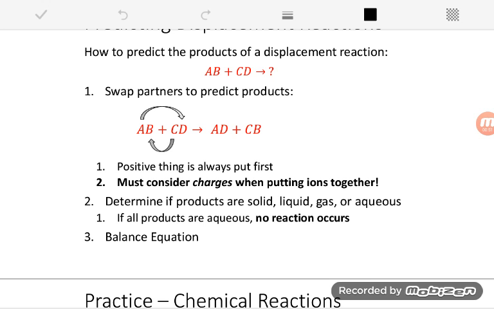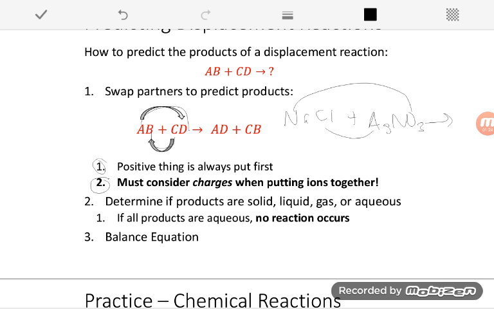The first thing you do is swap partners to predict products. So I like to say the outsides go together and the insides go together. So let's say I had NaCl plus silver nitrate, and I wanted to predict what they would form. So I would put the outsides together and I would put the insides together. When I put them together, I always put the positive thing first, and I must always consider the charges when you put your ions together.